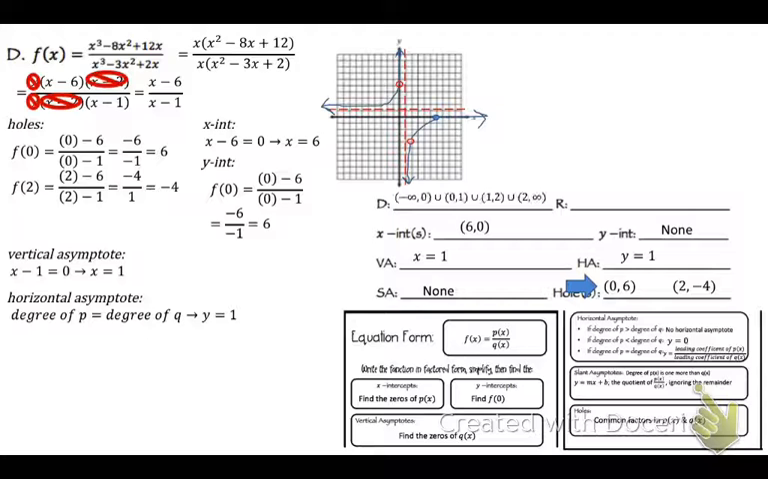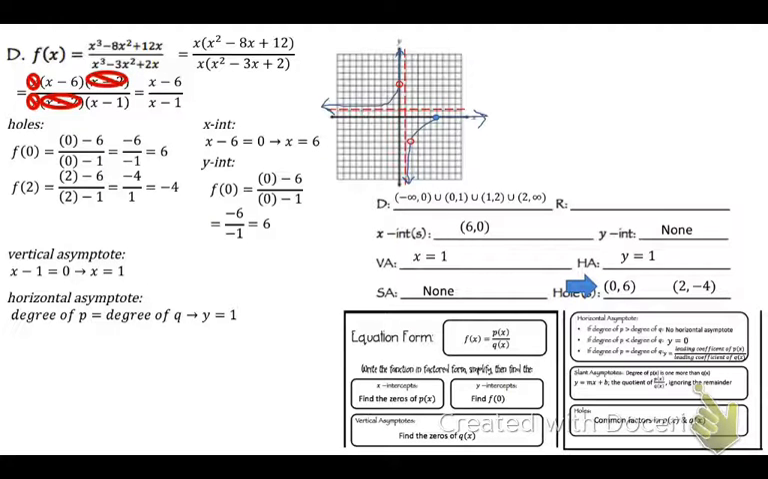Now my domain on this is kind of a big one. So we have negative infinity to 0 because of the hole. Then 0 to 1 because of the asymptote. And then 1 to 2 because of the hole. And then 2 to infinity.